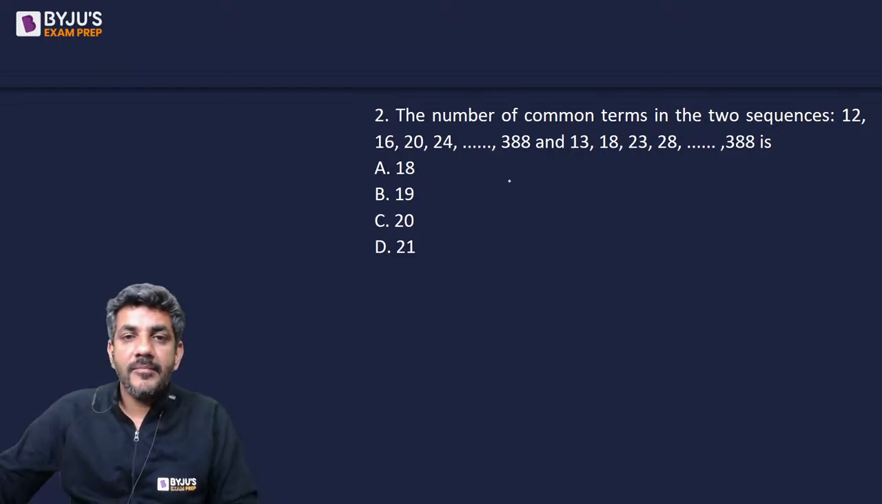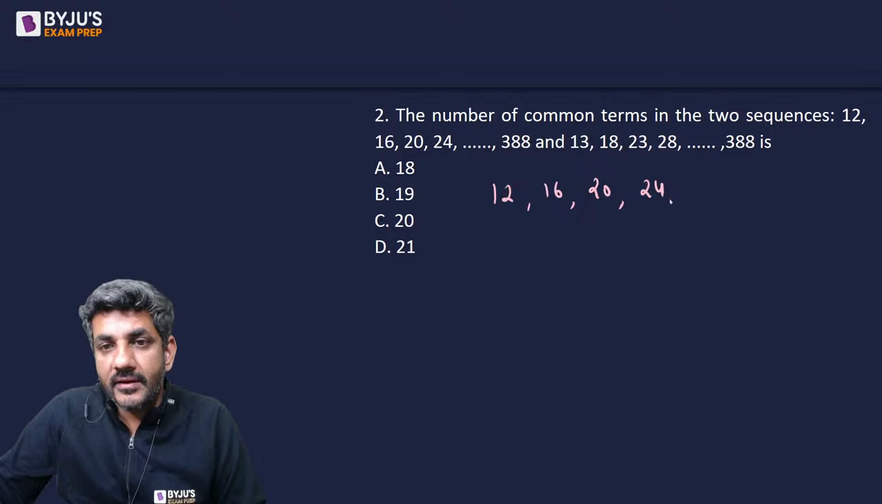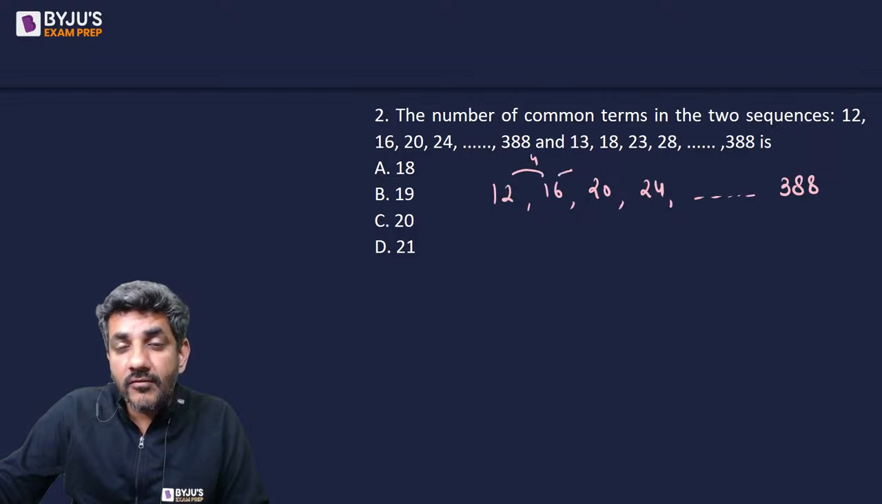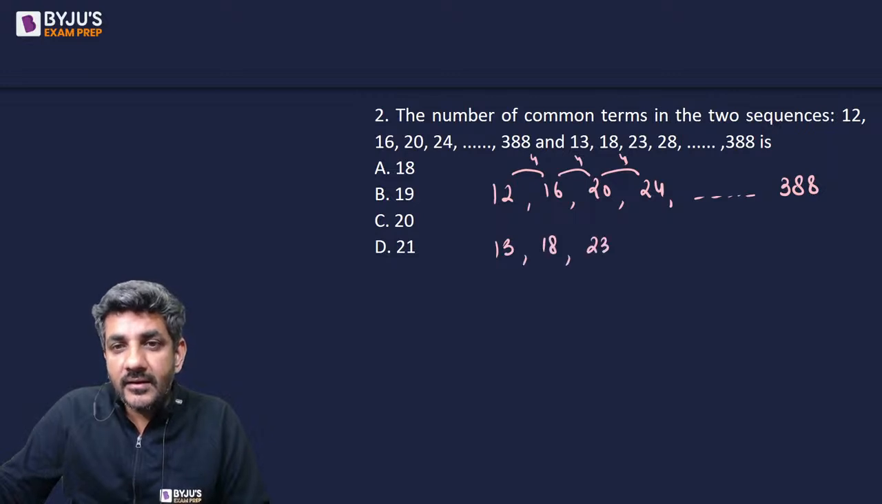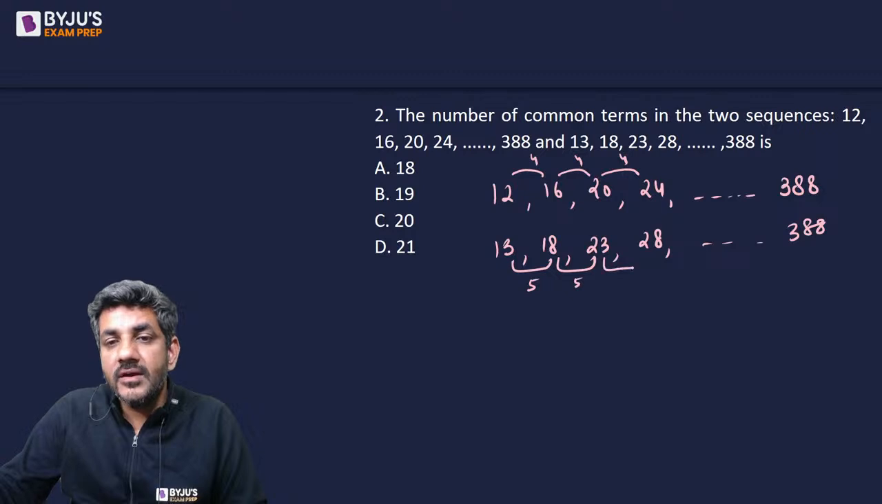Let us do it then. The number of common terms in this sequence: the first one is 12, 16, 20, 24, and so forth, up to 388. It's an AP series with a common difference of 4. The other one is 13, 18, 23, 28, up to 388. This is also an AP series, with a common difference of 5.